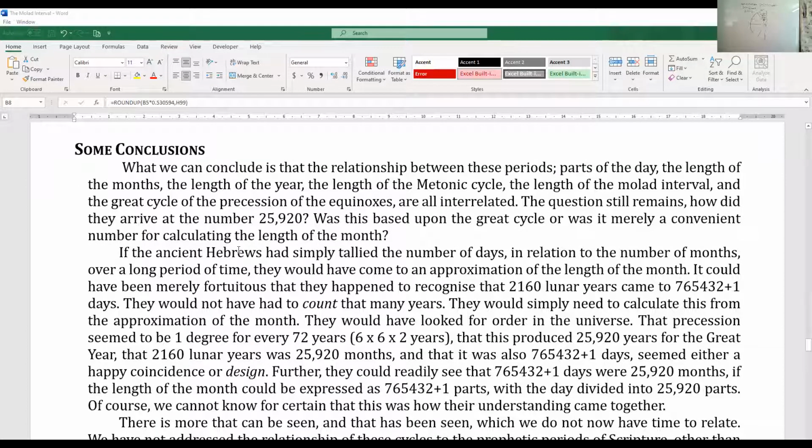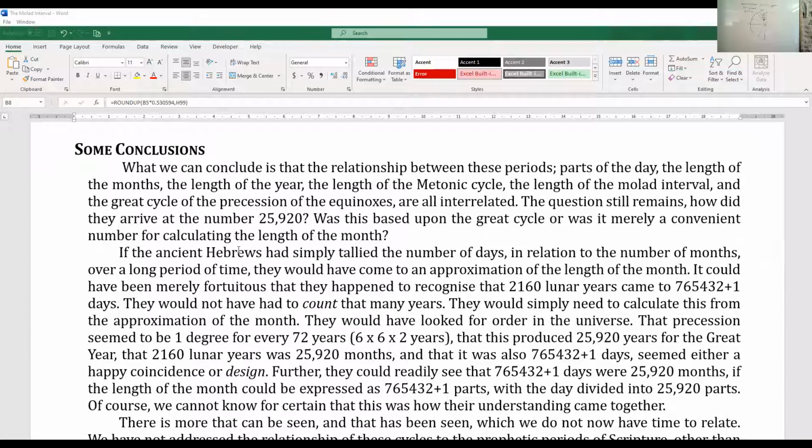But I'm just going to go through this and say some conclusions. I'm going to read these paragraphs here. I'll read them slowly, and if you're still awake and you can concentrate, see if this makes sense. What we can conclude is that the relationship between these periods, parts of the day, the lengths of the months, the lengths of the year, the length of the Metonic cycle, the length of the Molad interval, and the great cycle of the precession of the equinoxes are all interrelated.